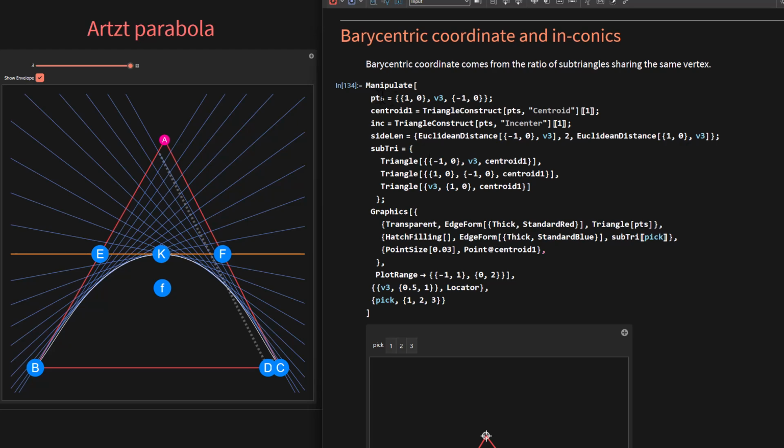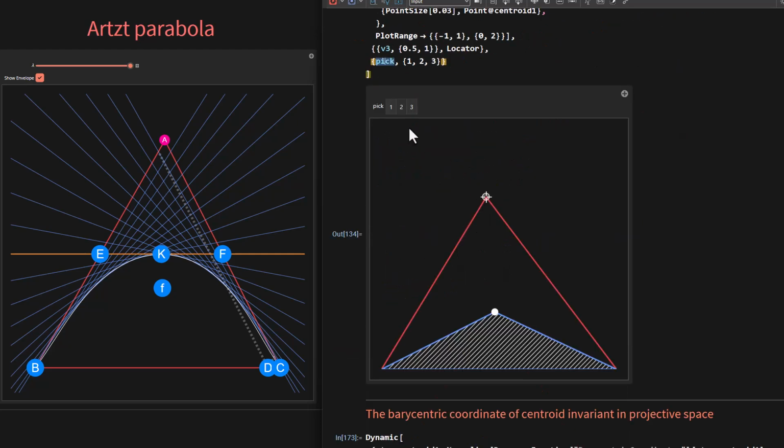So here is a very simple demo. I put a Manipulate function here. Manipulate provides outside controllers. You can control 2 variables: one is v3, the other is a pick. I will show you the example here.